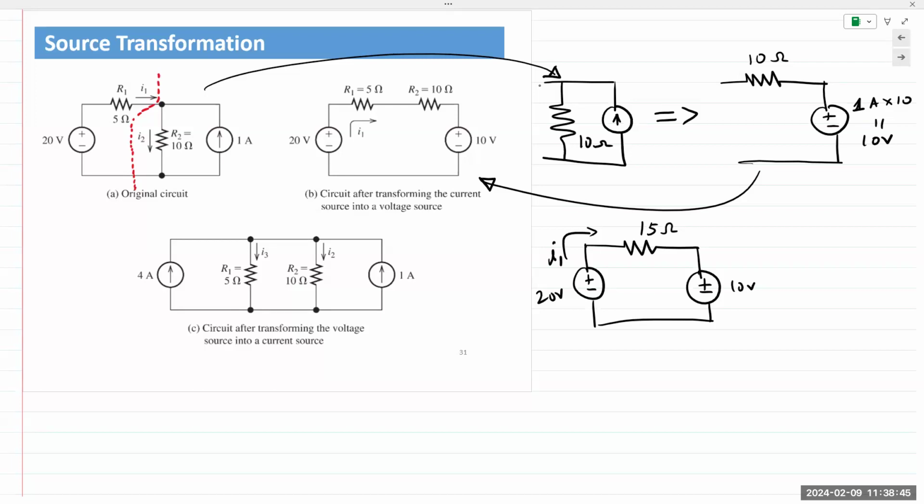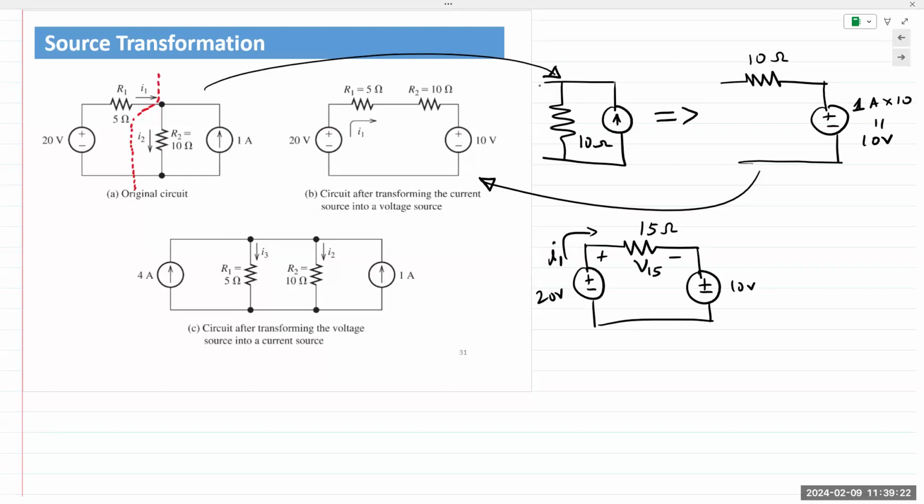Common reference point, negative ends of both power supplies connected together. So at this end I have 20, at this end I have 10. What is the voltage across that resistor? This end is 20, this end is 10. What is the difference between the 2 points? 10 volts. Which point is higher? So positive is here, negative is here, plus minus, and I call this V15.